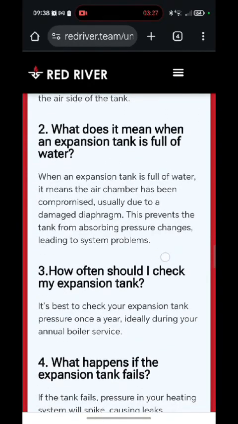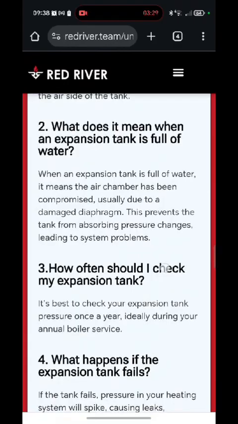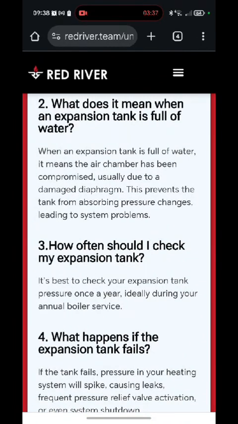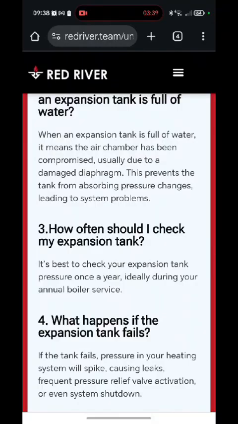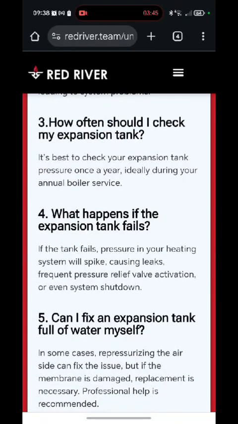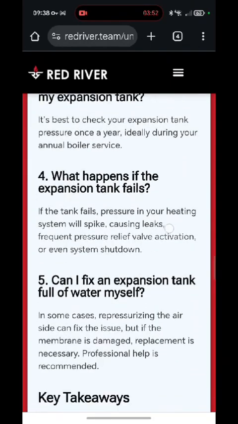Number 2, what does it mean when the expansion tank is full of water? It means the air chamber has been compromised, usually due to a damaged diaphragm. This prevents the tank from absorbing pressure changes, leading to system problems. How often should I check my expansion tank? It's best to check your expansion tank pressure once a year, ideally during your annual boiler service.